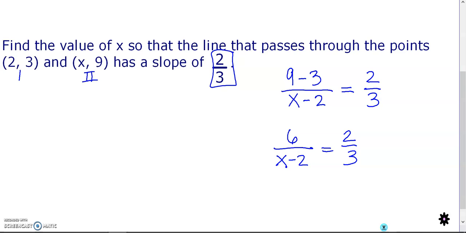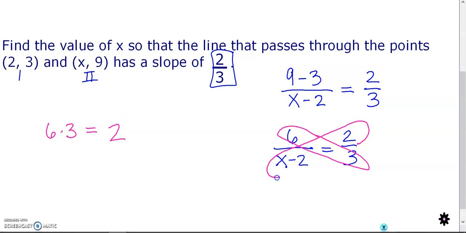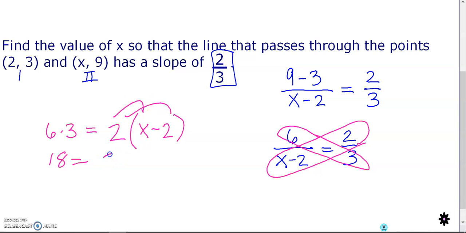And when we learned proportions, we said we would cross multiply, which means we're going to multiply across the diagonal and set it to the other diagonal. Just be careful when you multiply on the other diagonal, you're taking 2 times the whole quantity x minus 2, so you're going to need parentheses. I'm going to go ahead and keep working on this equation. Distribution occurs. Don't forget to distribute fully. And now we're just solving an equation.